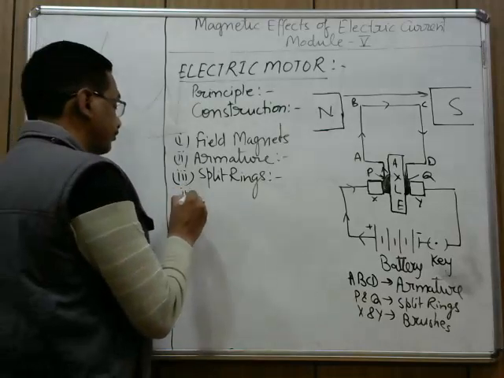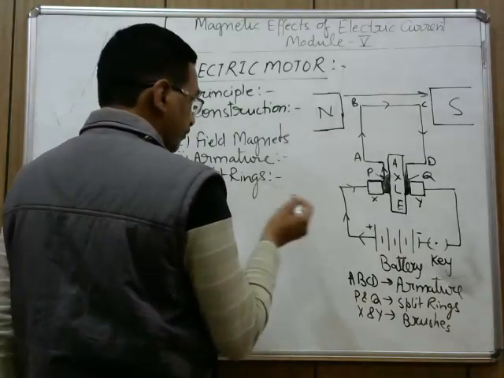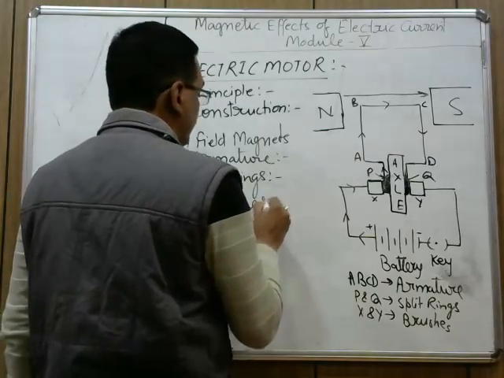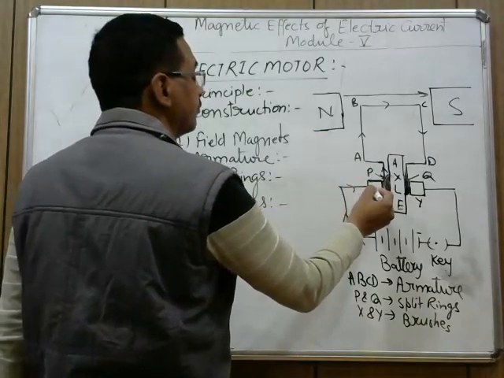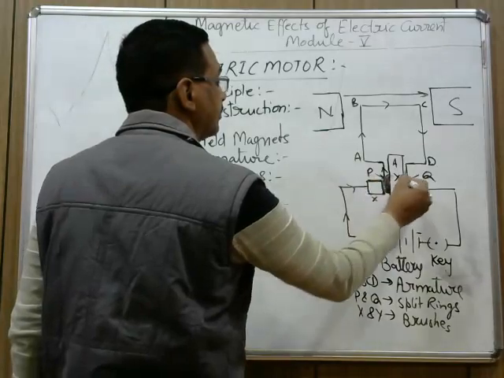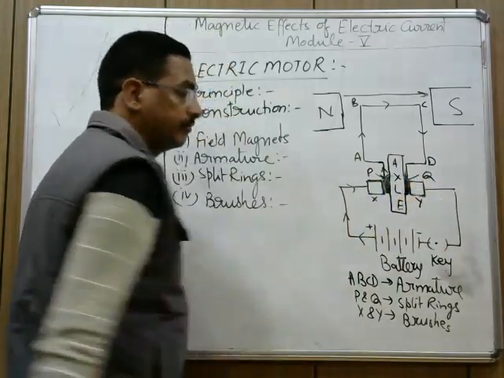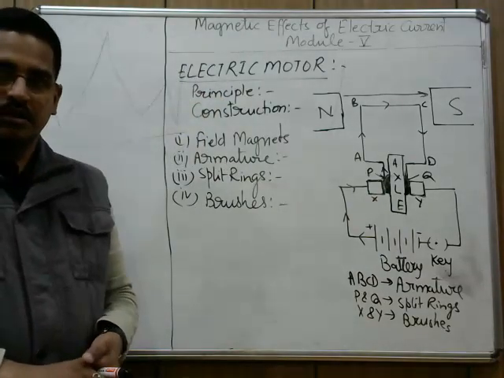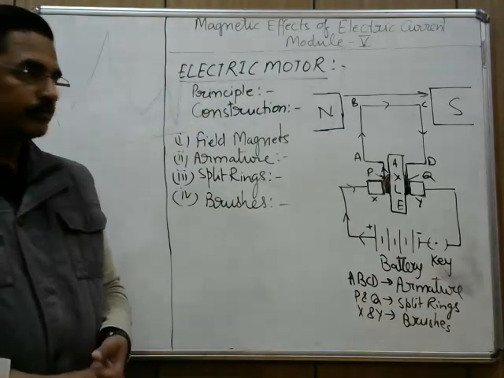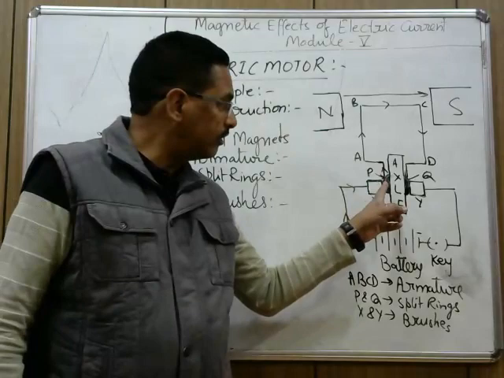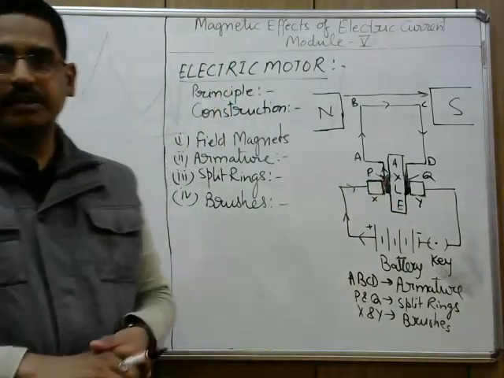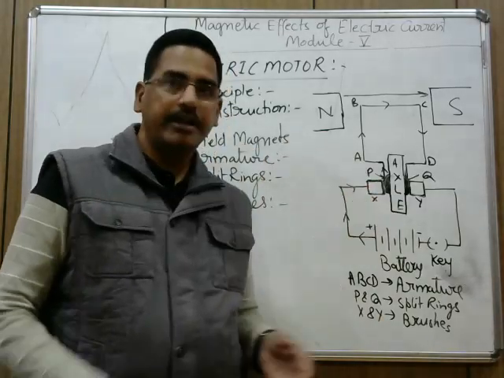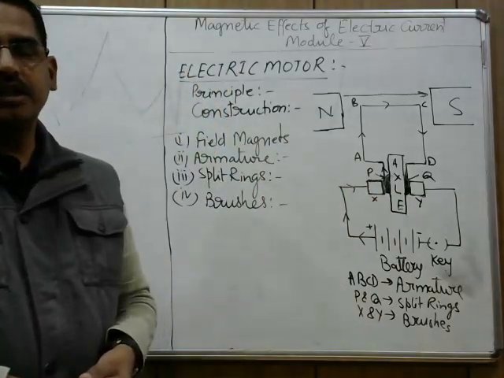Next, brushes. X and Y, these square type, which I have shown in the diagram. These X and Y are carbon brushes, clear? The outer surface of the split ring is conducting, and brushes provide the electrical contact to the split rings.